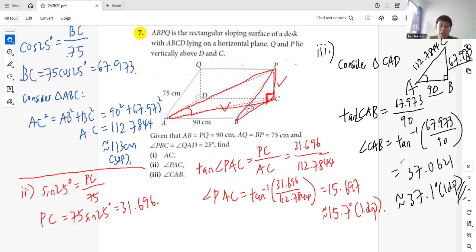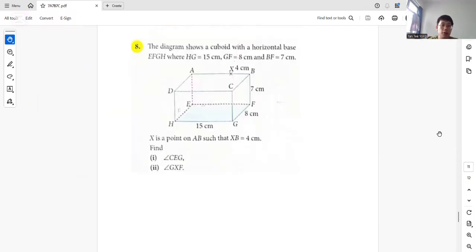Okay, so this is for part 3, and this is for question 17. I mean question 7, sorry. Okay, let's do question 8 together.